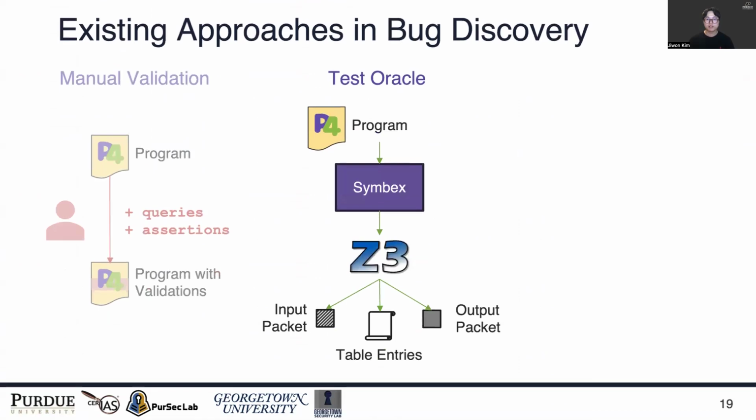Second, there have been existing approaches in bug discovery on P4. In addition to manual oracles like P4 fuzzers, there are test oracles built upon a P4 symbolic execution tool. These tools collect the path conditions of the P4 program, use the Z3 solver to find input variables that satisfy these conditions, and generate test cases, including an input packet, table entries, and an output packet. However, since these test oracles are not designed for fuzzing, this approach doesn't scale well.